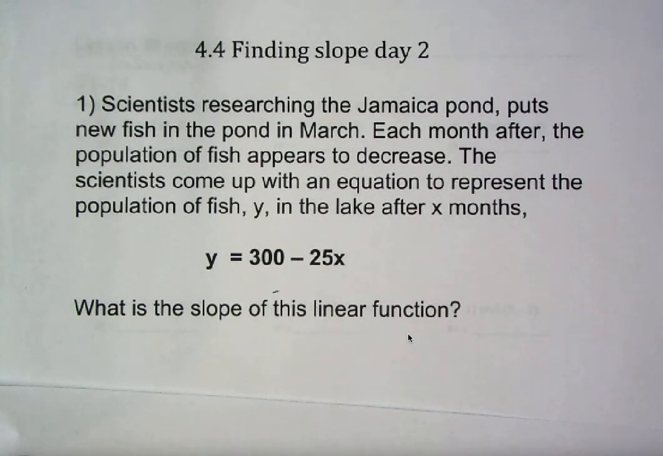Scientists are researching the Jamaica Pond, puts new fish in the pond in March. Each month after, the population of fish appears to decrease. The scientists come up with an equation to represent the population of fish in the lake after x months. Okay? So this is the equation. And what I want to know is, what's the slope of this linear function?